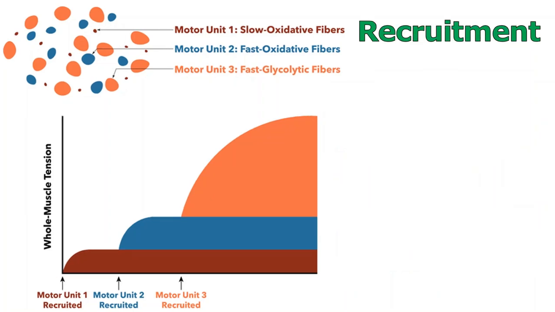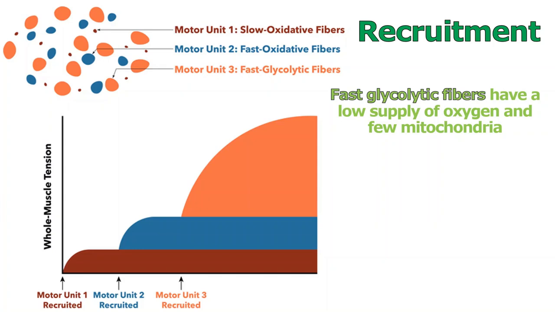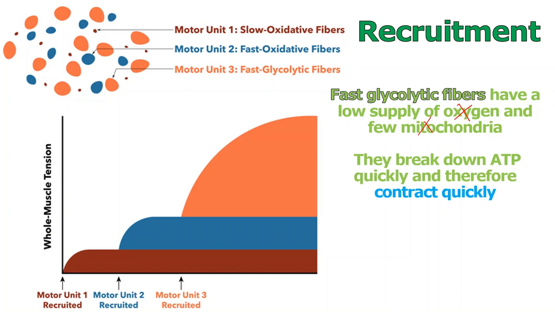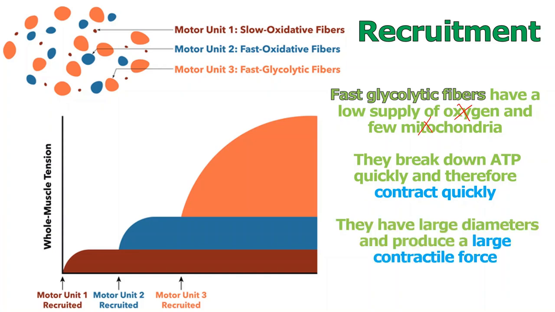The third type here, the big boys, these are fast glycolytic fibers. So they have not much oxygen and not many mitochondria. So they're primarily relying on glycolysis, and they're doing this very, very quickly. So they're recycling ATP very, very quickly, and they can contract quickly, not only contract, but also relax very quickly as well. So some of these have very large diameters.